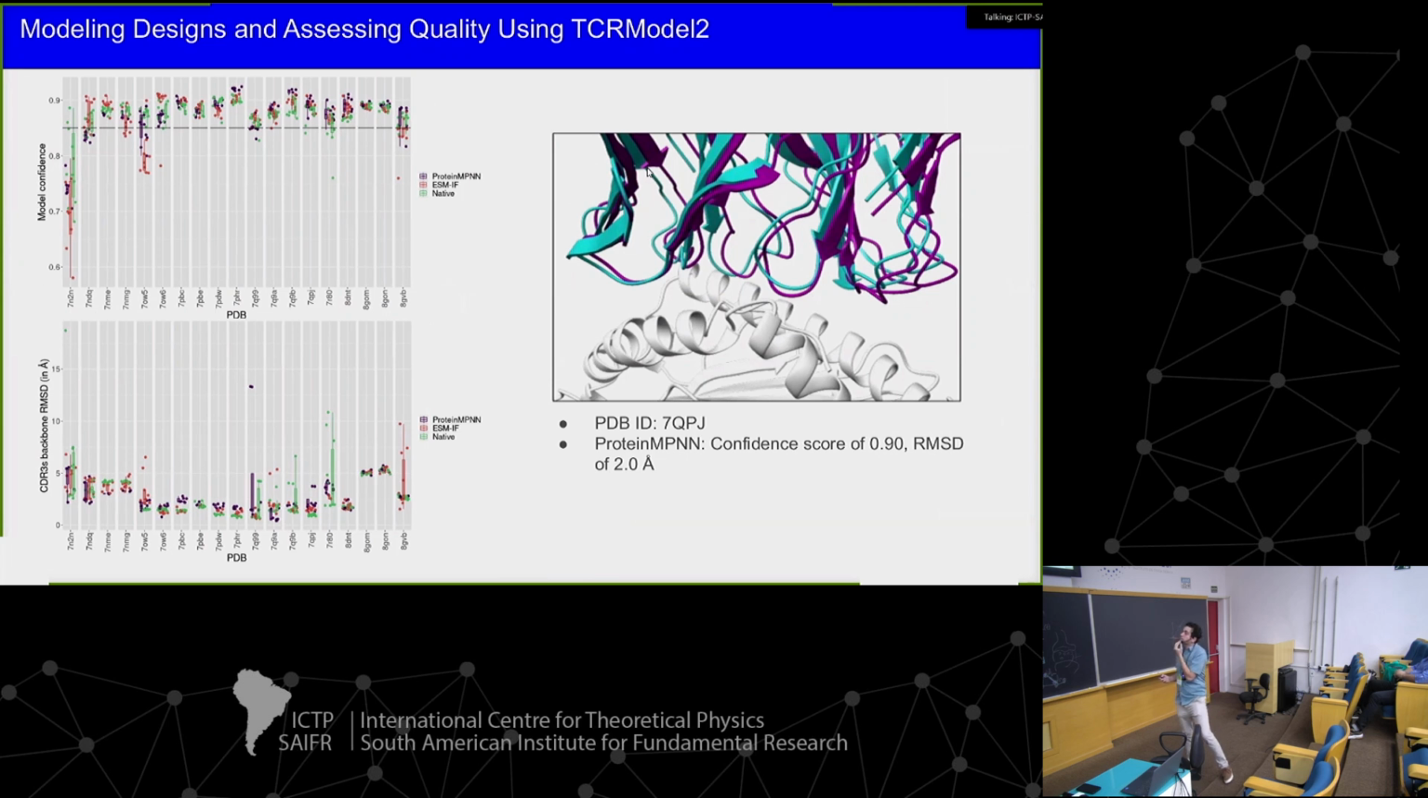And here is for some test cases. Each circle here is a design. The horizontal line represents a model confidence of 0.85, the same model confidence of the TCR model that I showed you. So designs that have a confidence higher than this can potentially be good TCRs for that target.